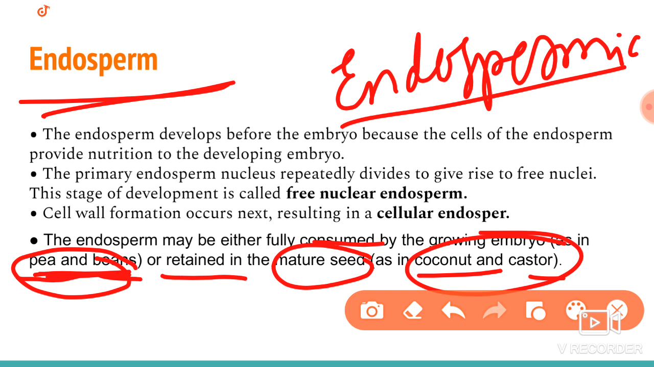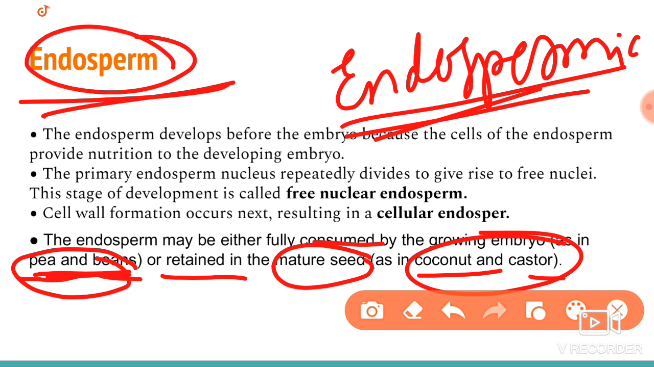During the germination of the seed, that persistent endosperm is going to be consumed. It is utilized by the seed for further germination and growth. This is about the endosperm. Please remember the types of endosperm: free nuclear endosperm and cellular endosperm.